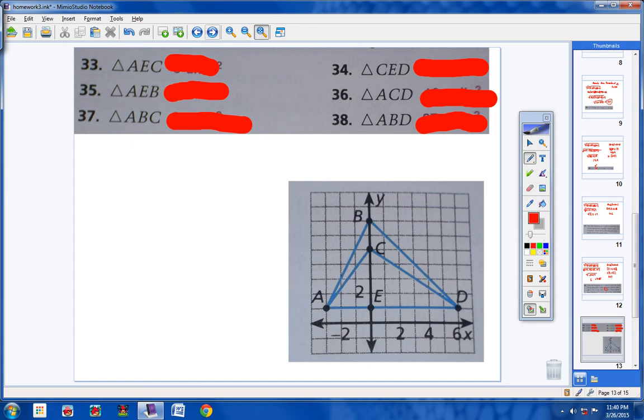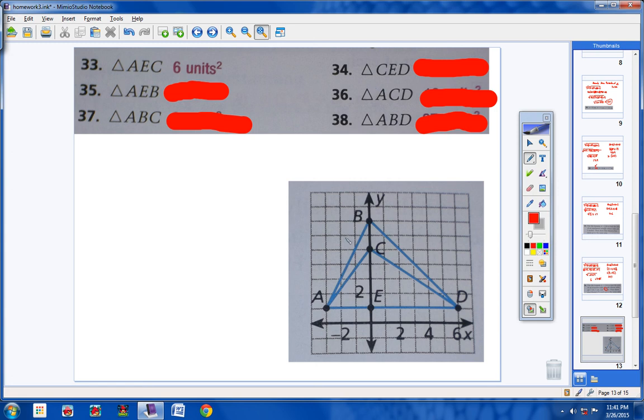Moving on to 33 through 38. Let's find the area of these triangles. First of all, let's start off with triangle AEC. So A, then over to E, then up to C. So we know our base is 1, 2, 3 units. We know our height is 1, 2, 3, 4. So we have a base of 3, a height of 4. So 1/2 times base times height would be 6. So the answer to 33 would be 6 square units. Okay, just found the base and the height and took 1/2 times base times height.